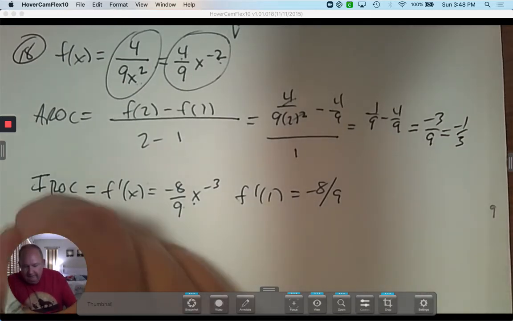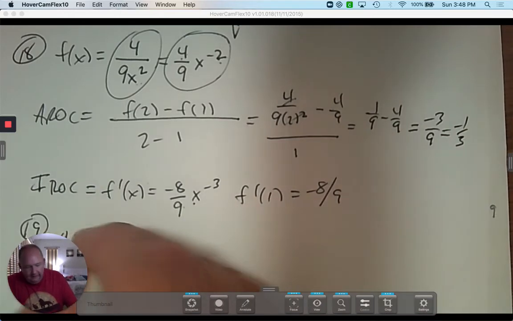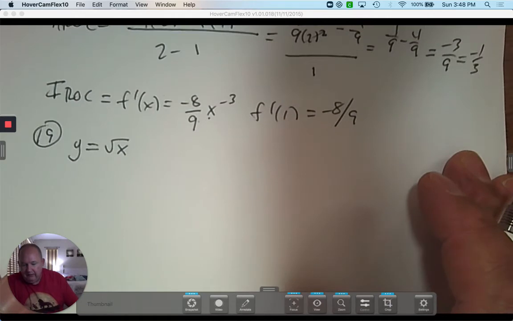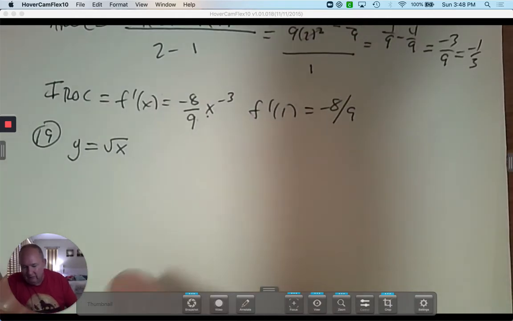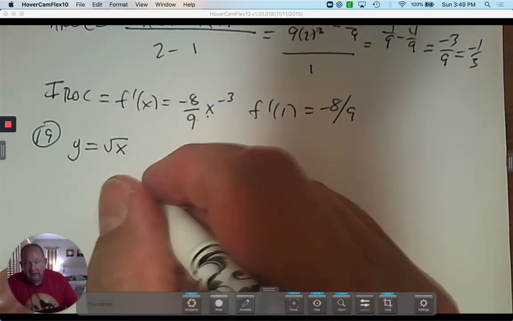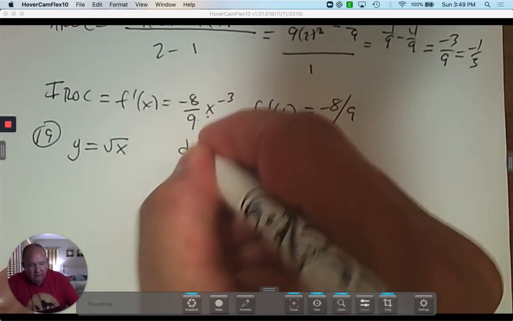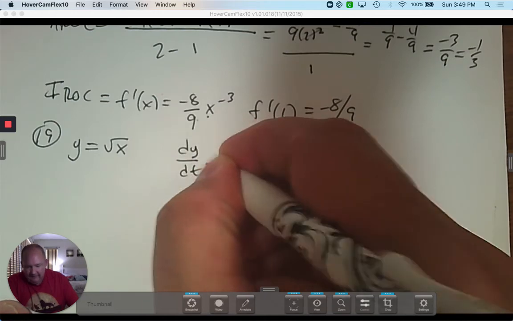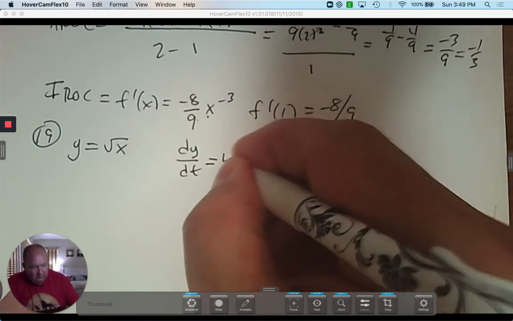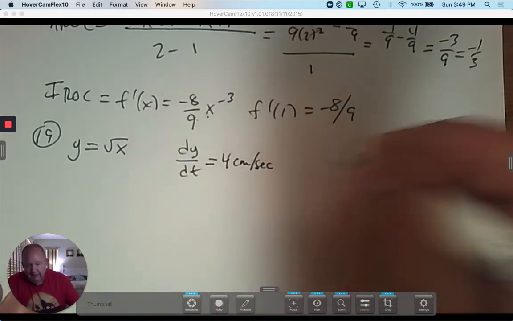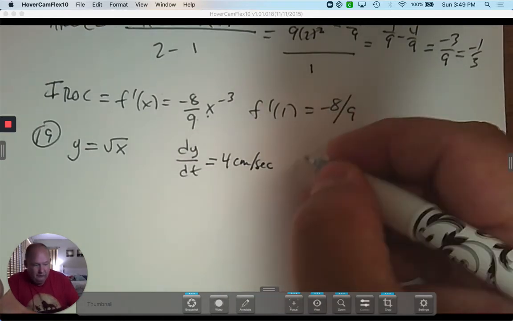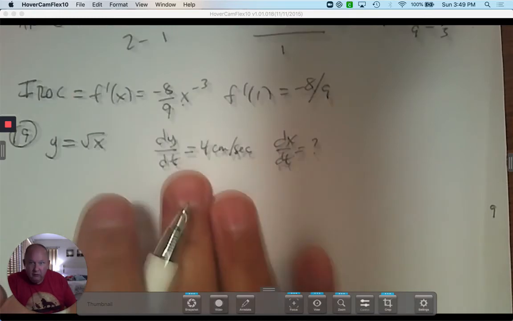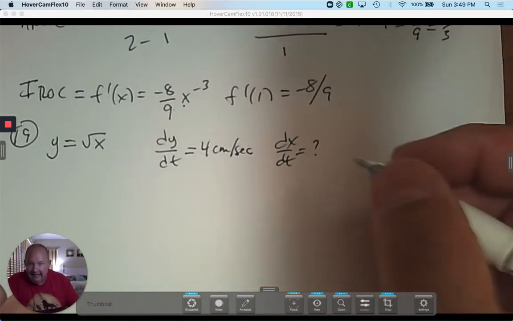Number 19. You're given a function y equals the square root of x, and you're told that the y coordinate is increasing at the rate of 4 centimeters per second. So what they did is they gave you a rate. This is called a related rate. So it's the derivative with respect to time. So dy/dt is 4 centimeters per second. I'm asked to find the rate of change for x. So my goal is to find this. And in order to do the work I need to do, I need an x and a y coordinate.